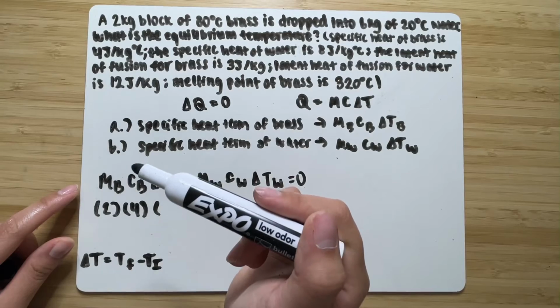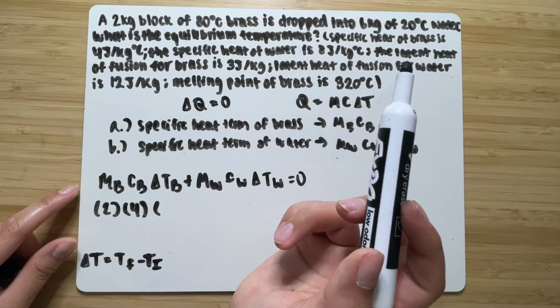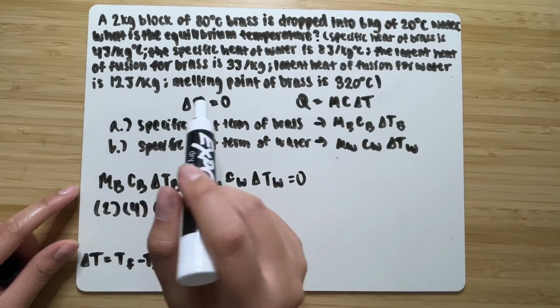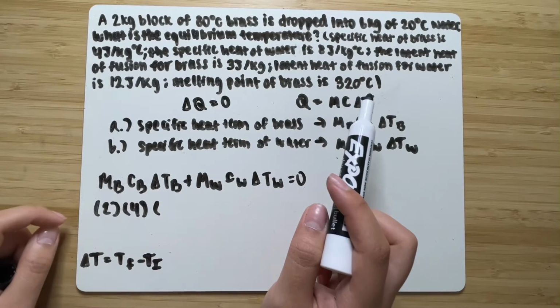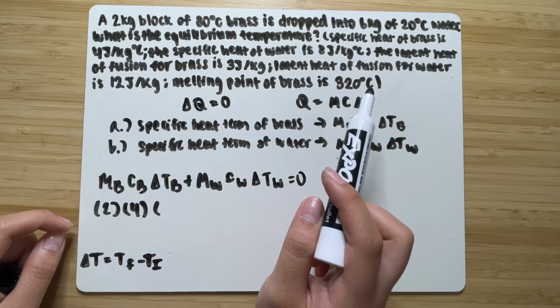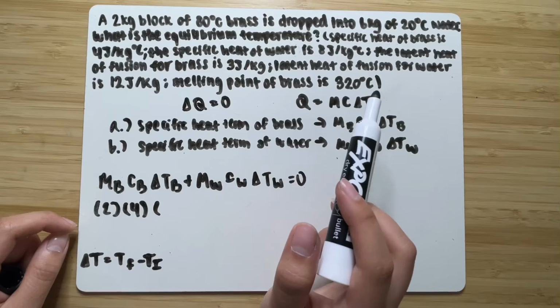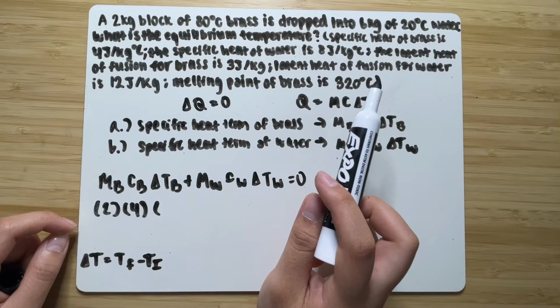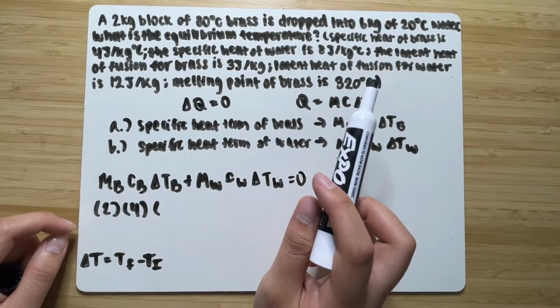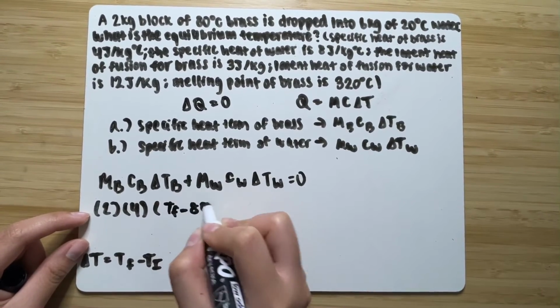We don't know what the final temperature is because although it says here that the melting point of brass is 320 degrees Celsius, it doesn't say that the system reaches that point. Therefore, we are left with T sub F minus 80.